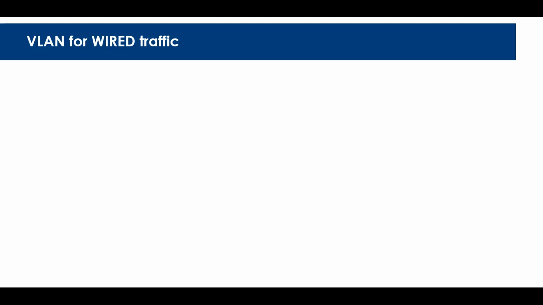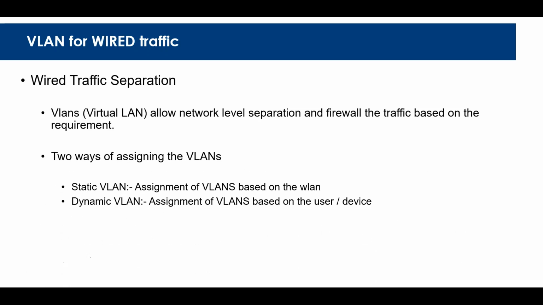Next, let's talk about VLANs for wired traffic. VLANs are another common method to provide wired side security. For example, in a corporate network, the guest WLAN can be mapped to a DMZ VLAN so that the guest traffic can be policed on the DMZ side and kept separate from the corporate network resources.